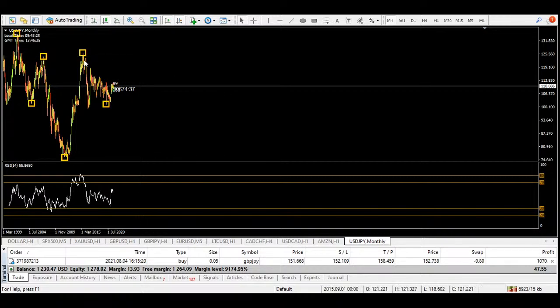Currently in an uptrend. Lower high, lower low, lower high, lower low, lower high, lower low, lower high.